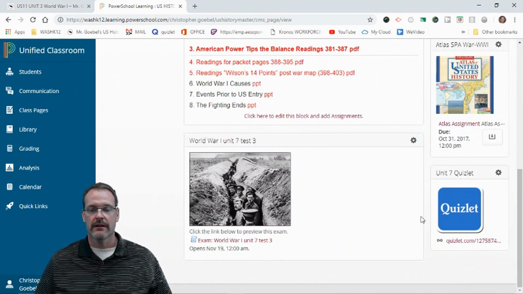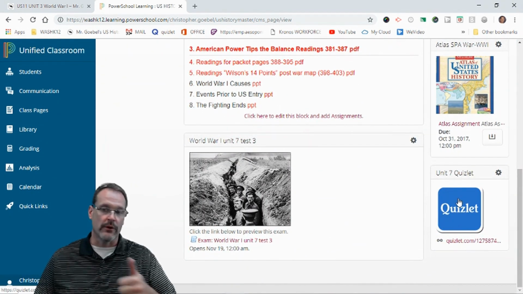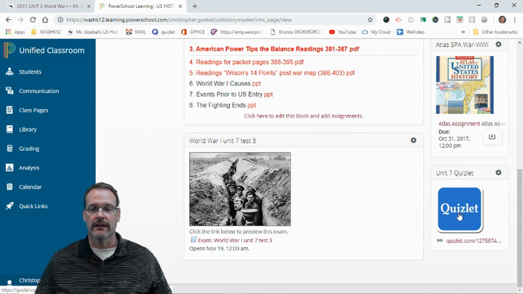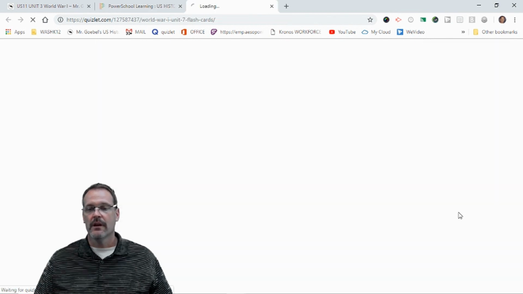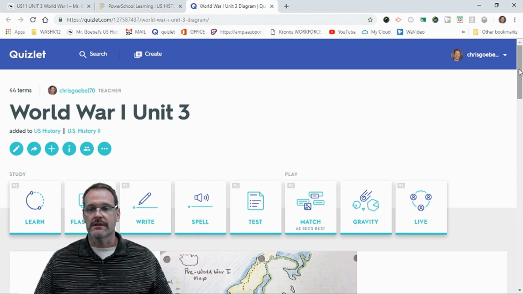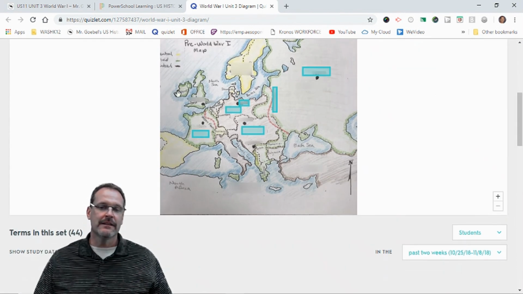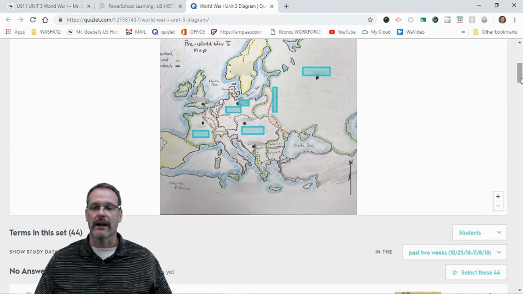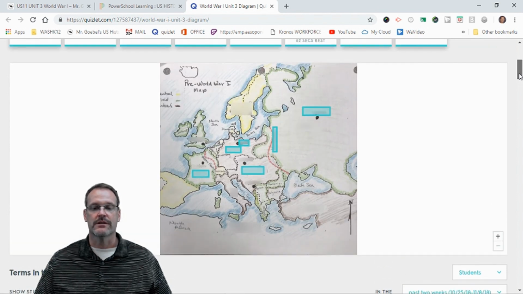This is the icon. Remember to study Quizlet. Be ready to go. I did take into consideration elements of the Quizlet. I didn't get as detailed on this map, but I did ask several questions from it. So do pay attention to this map. It is on the test, and you'll see that in just a second.